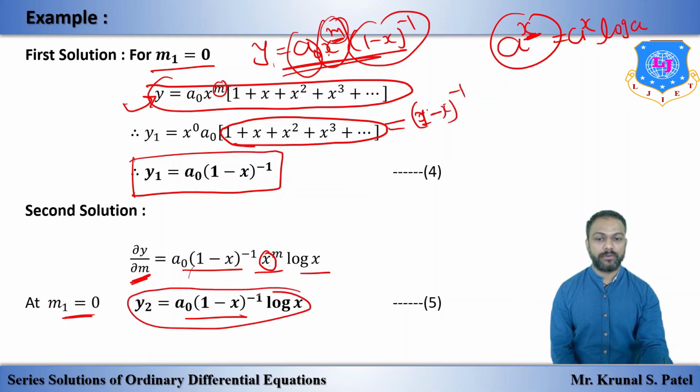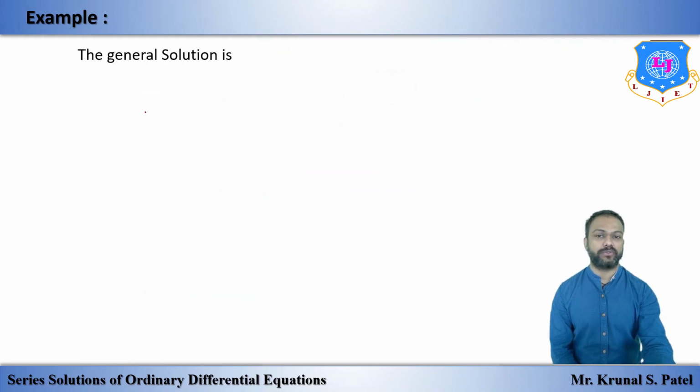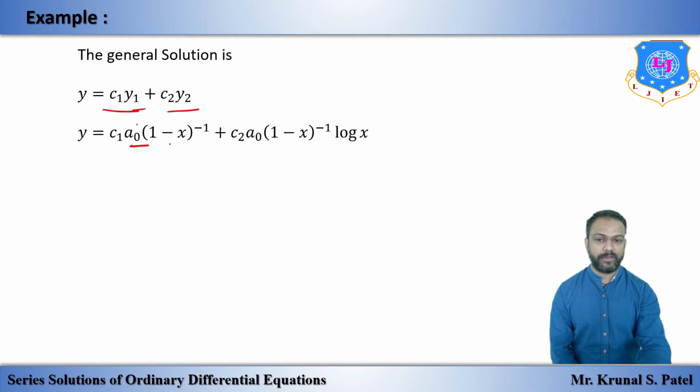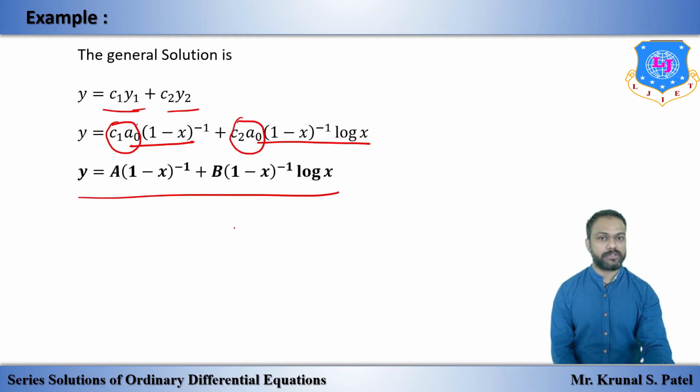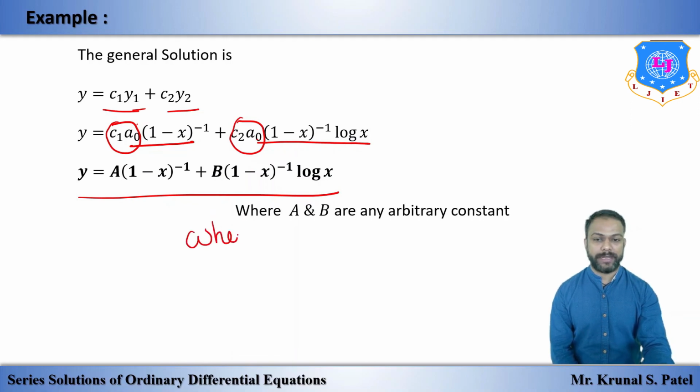Okay, and now after getting the first solution and second solution, we will just write down the general solution. y is equal to c1 y1 plus c2 y2. We put in the value of y1 and the value of y2, and as in the previous case, c1 a0 we will take as capital A, c2 a0 as capital B. So this is the final general solution, where A and B are arbitrary constants, and also write down the value of A, c1 a0, and the value of B, c2 a0. Okay, so this is our case number 2.